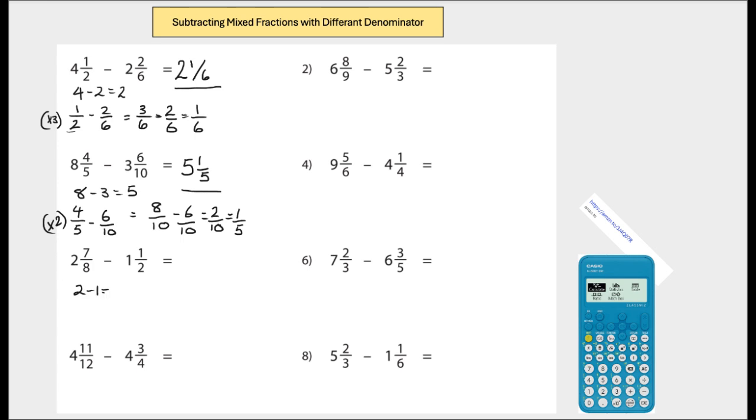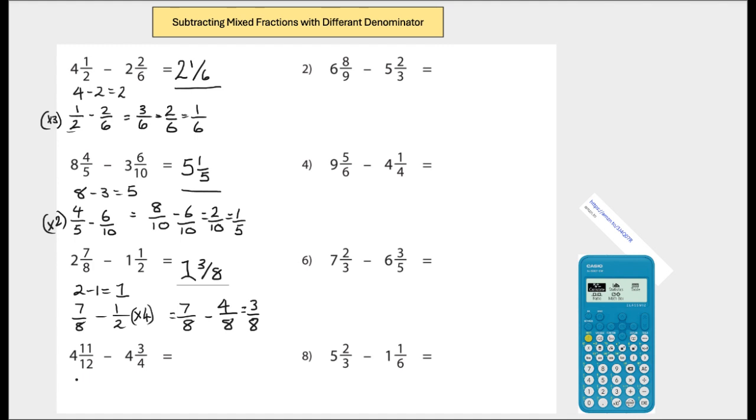2 minus 1 is 1. 7 over 8 minus 1 over 2. I know that 2 times 4 is 8, so I'm going to times this fraction by 4. So we've got 7 over 8 minus 4 times 1. What you do to the bottom, you do to the top. 2 times 4 is 8. So the answer is 7 minus 4 is 3 over 8. I can't simplify that. So the new answer is 1 and 3 over 8.